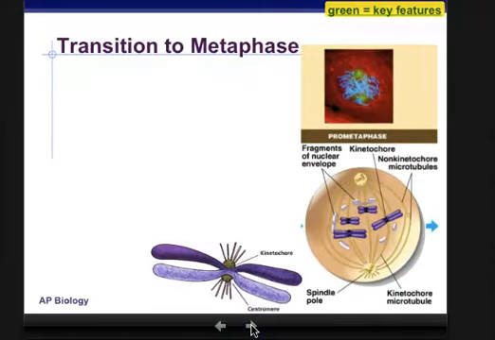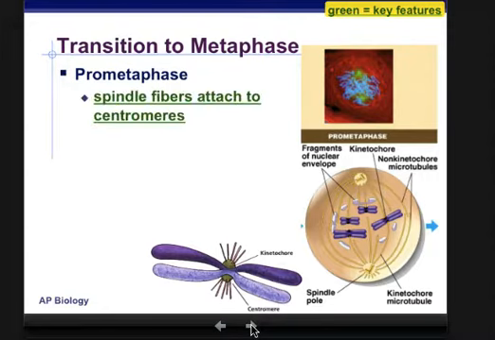Okay, and then it gradually moves into metaphase. So the space between prophase and metaphase is called prometaphase. During this time, we have the spindle fibers attaching to the centromeres. That's what this picture is showing you, this transition. Creating kinetochores.